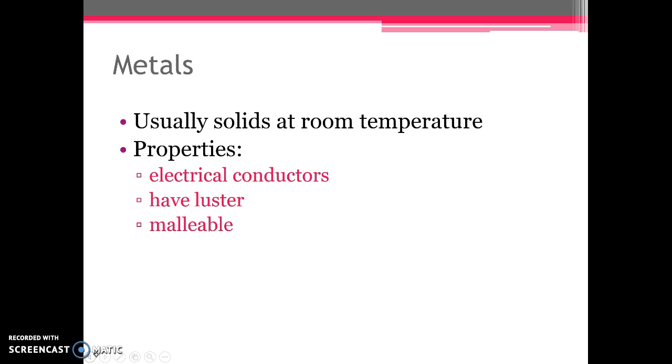We've talked about metals and nonmetals, but here are some descriptions. Metals are usually solids at room temperature. Their properties include electrical conductivity. They have luster, which means that they are shiny, and they're malleable, which means that you can form them into sheets and hammer them out. They're also ductile, which means that you can draw them into wires.